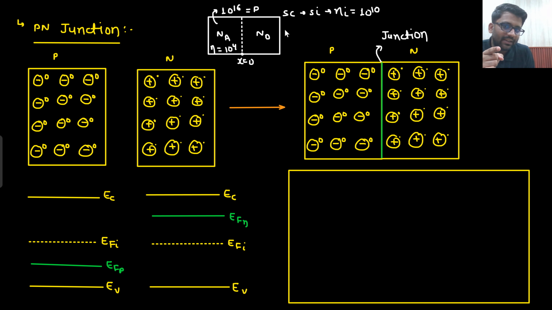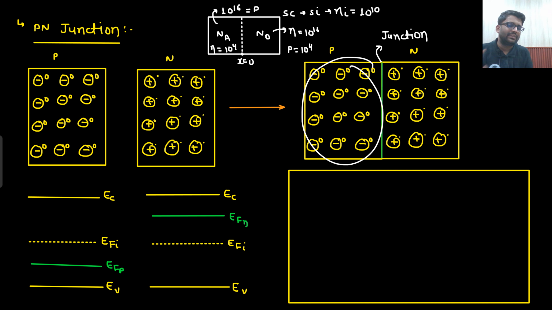Here also you did the same thing: the number of electrons is 10 to the power 16 but the number of holes is 10 to the power 4. So on the P side holes are 10 to the power 16, but on this side holes are 10 to the power 4. That means there is a concentration gradient. Because of it, holes will move from the P side to the N side, as there are more holes on the P side and fewer holes on the N side.